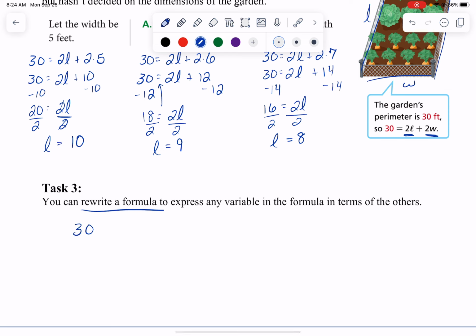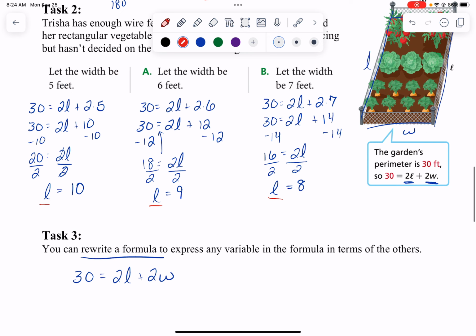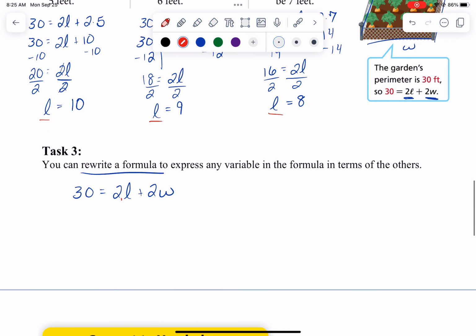So meaning we're going to take this formula and not plug anything in yet. We're going to leave the L and the W, and we're going to solve it for the length. You notice all my answers here were length equals, length equals, length equals, and I plugged in the width. So now I'm going to solve this for L. So I need to get the L by itself.